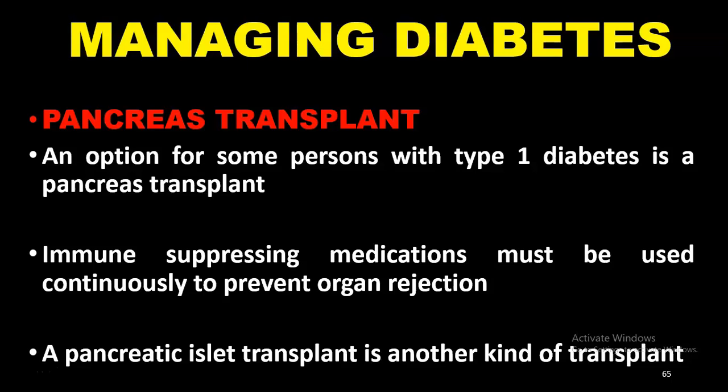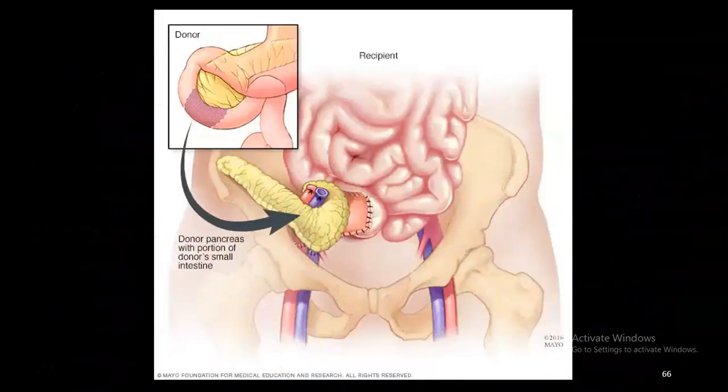As a result, recipients of transplants are typically those who cannot control their diabetes or who also require a kidney transplant. A pancreatic islet transplant is another kind of transplant. This procedure involves replacing the damaged islet cell clusters in your pancreas with transplanted islet cell clusters from an organ donor. So this is the donor, pancreas donor, and this is the recipient. So donor pancreas with portion of donor's small intestine from this picture.